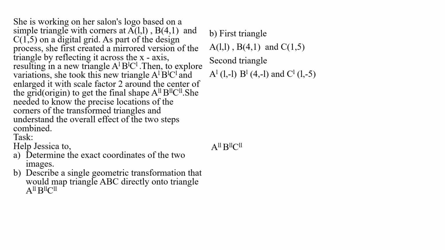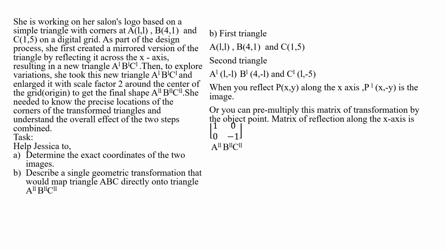But when we reflect along the y-axis, this time the x coordinate is the one that changes the sign, keeping their position. So that's why here he said that when you reflect point P, x, y along the x-axis, the image is P prime, which is x, then negative y. Then also, you can pre-multiply this matrix of transformation by the object point. That is 1, 0, 0, then negative 1, and this is the matrix of reflection along the x-axis.